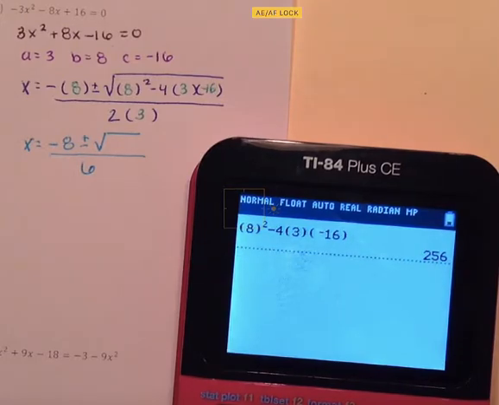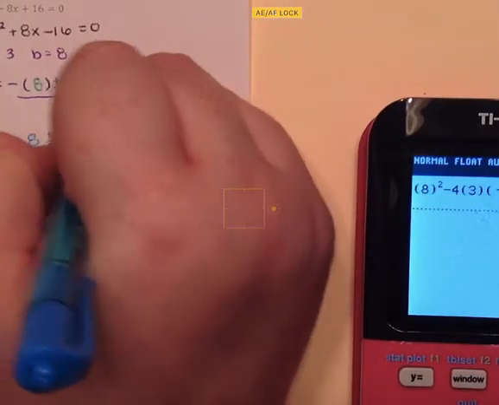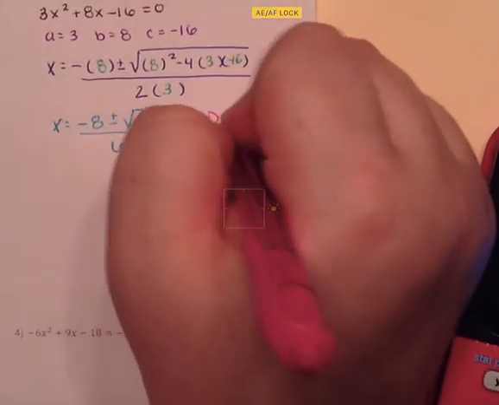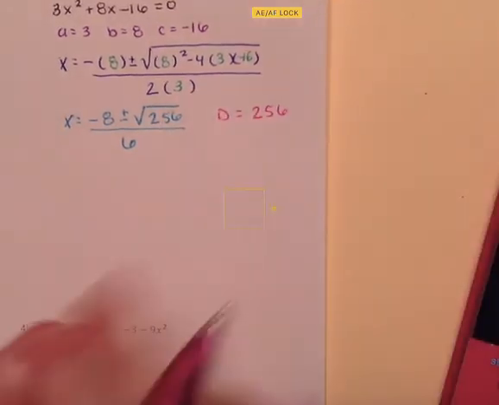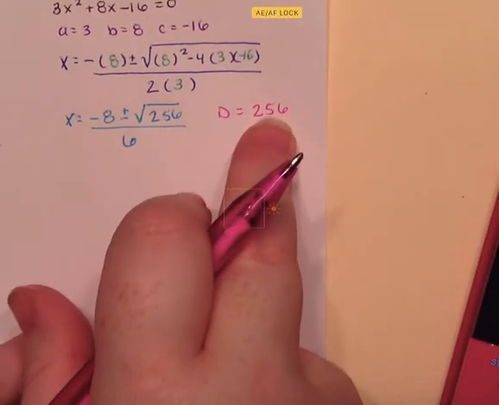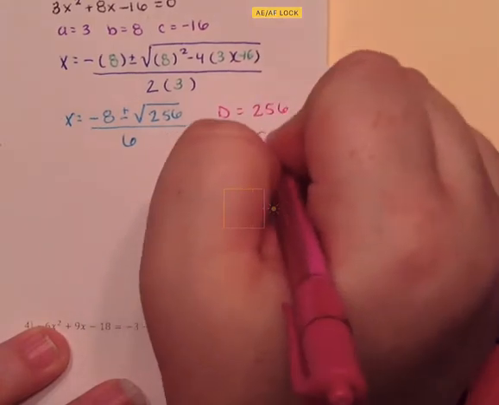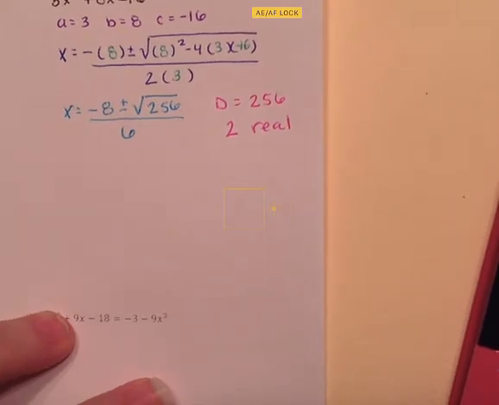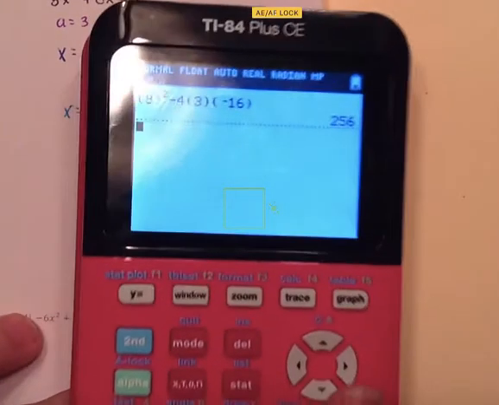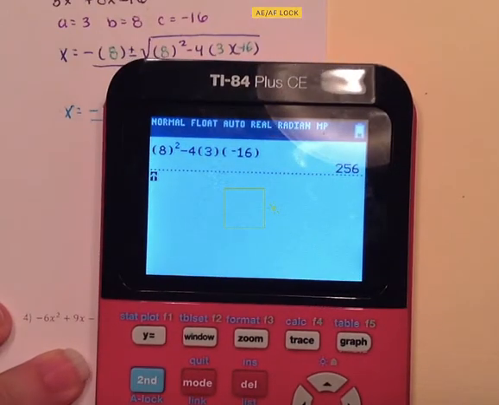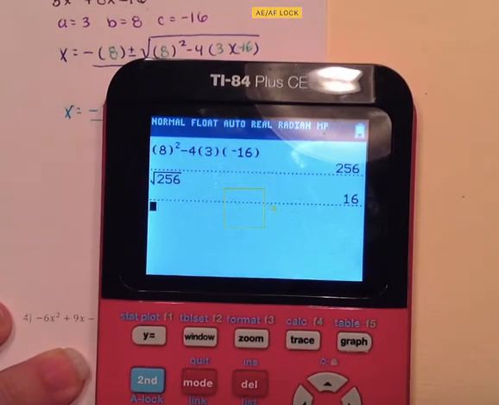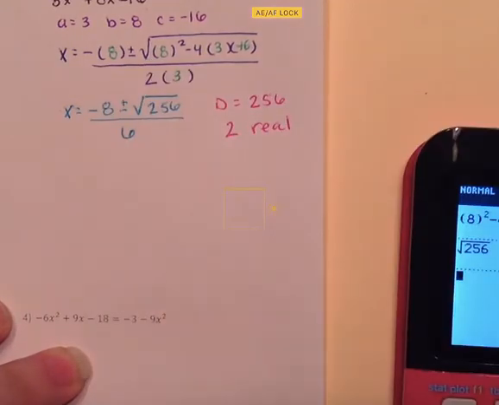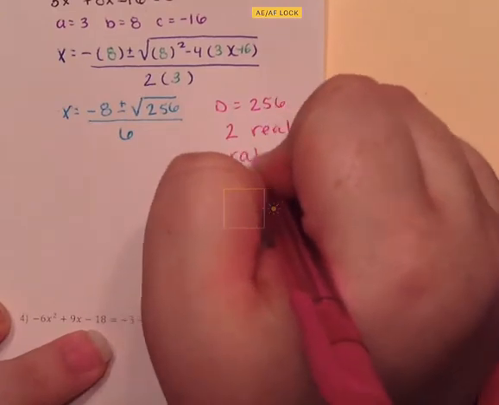That's 256. So I can put 256 inside of here. So that's our discriminant. D equals 256. Now, since it is positive, and it's not 0, we know we will have 2 real solutions. Now, the question is it going to be rational or irrational? So really, is 256 a perfect square or not? To check that, we take the square root of 256. We get 16. So since it gave us a nice clean number, that means that it is a perfect square. So that means we're going to have 2 real rational.